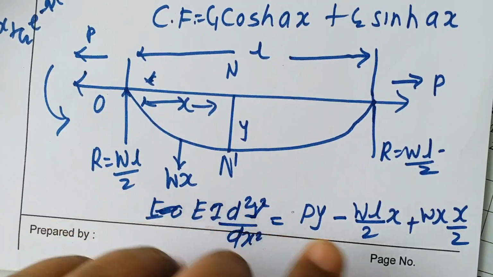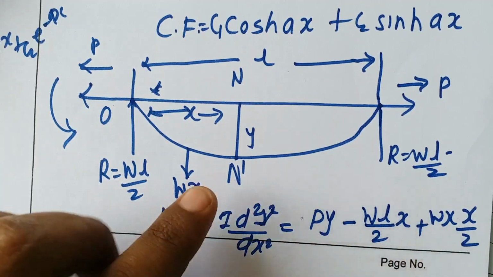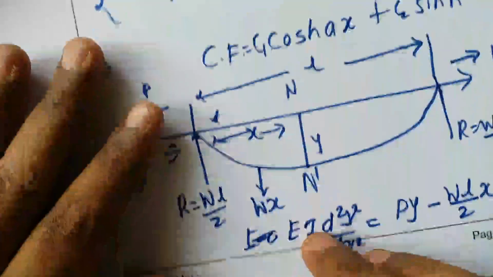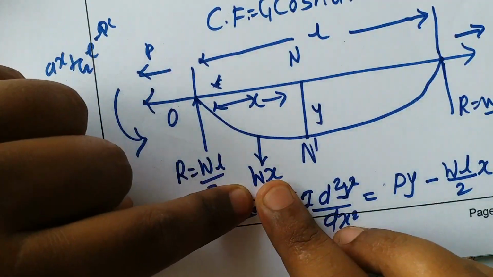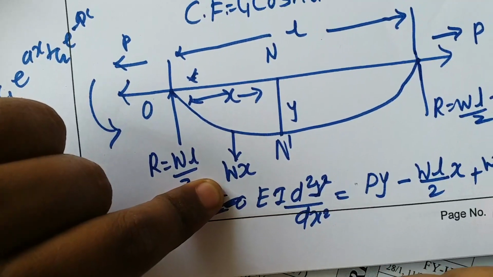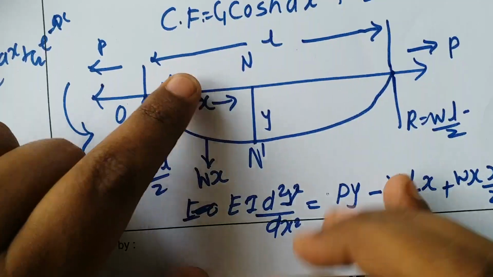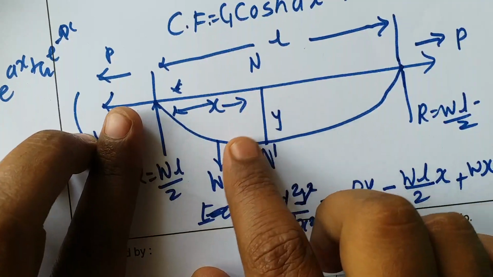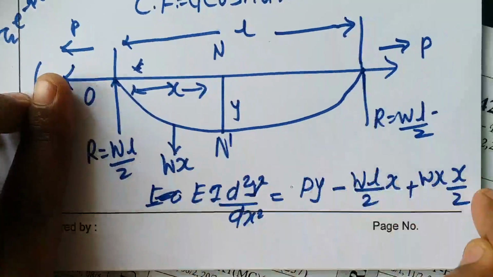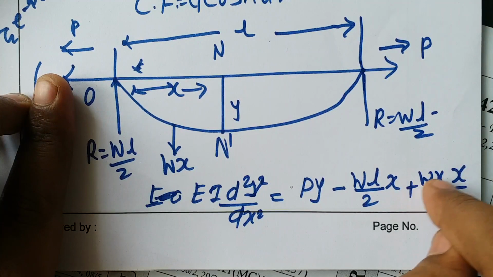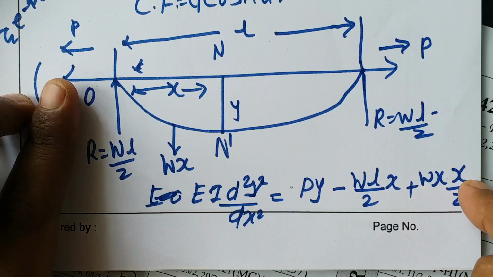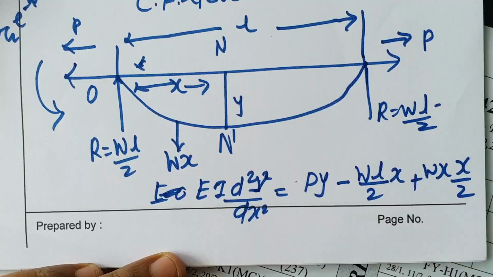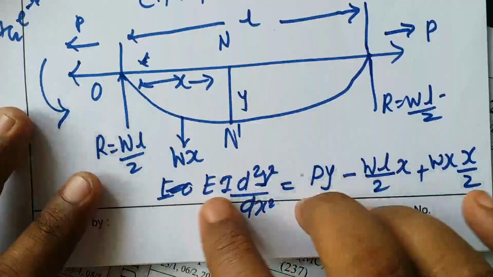Another weight is there: it carries a uniform load of W kg, so W into x will be that weight in the downward direction, acting at the center of the cross section we have considered. On the left we consider all the forces at distance x, and the weight acts at the center, therefore into x by 2. This is load into length, the moment of that particular load. This is how we can calculate all the moments.